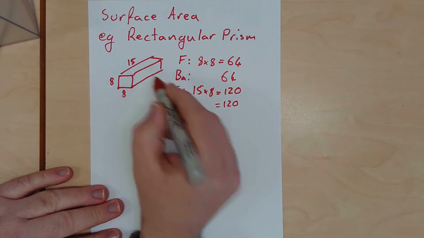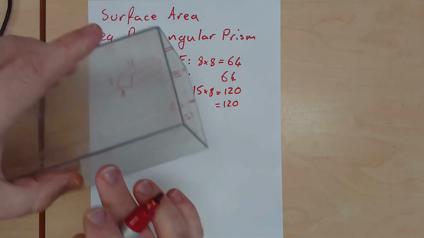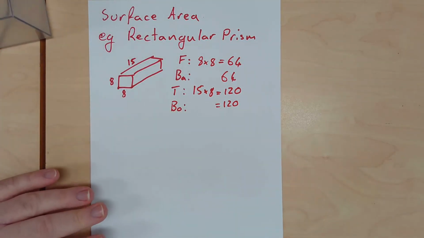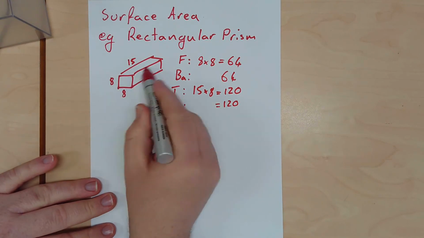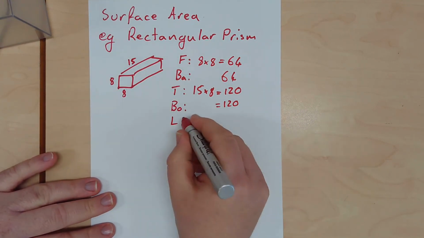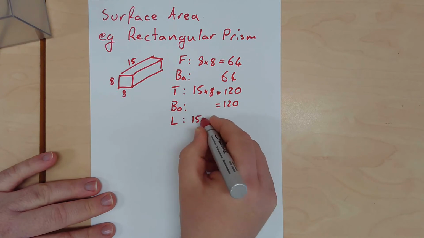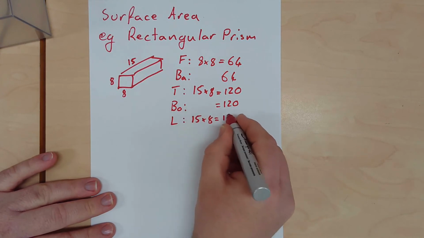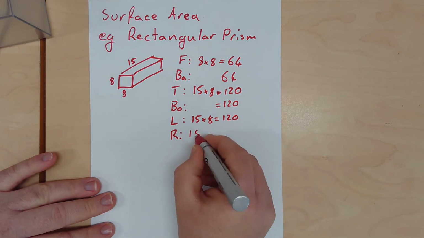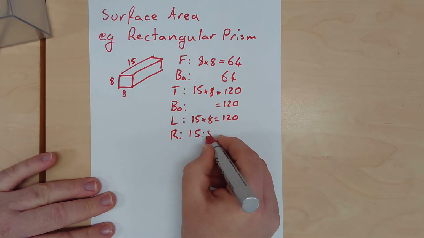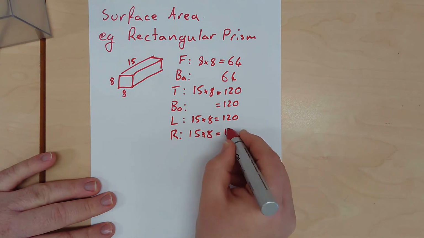And then I've got the only other two sides, my left and right. As it turns out, because it's a square base, they're also going to be 8. This 8 is 8 here, and this is 15. So my left is going to be 15 times 8, another 120. My right is also going to be 15 times 8. I don't actually need to do that, I've already done it.